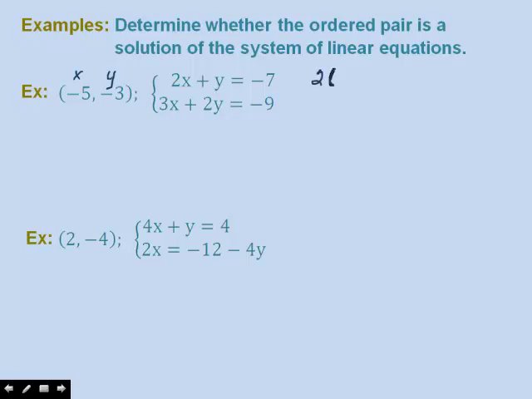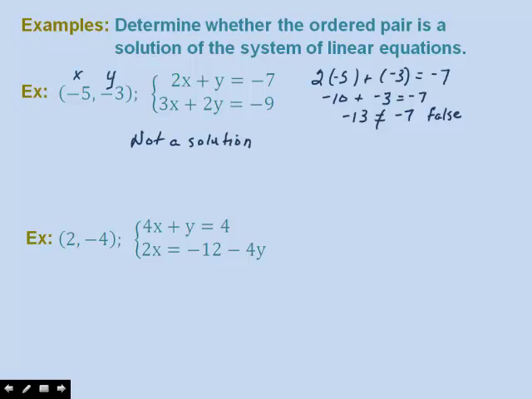So let's start with our first equation. And our x is -5, our y is -3. That gives us -10 plus -3. And if we add those two, we would get -13. Well, -13 is not equal to -7, so this is false. And that means that our point is not a solution. Let's try our other example.